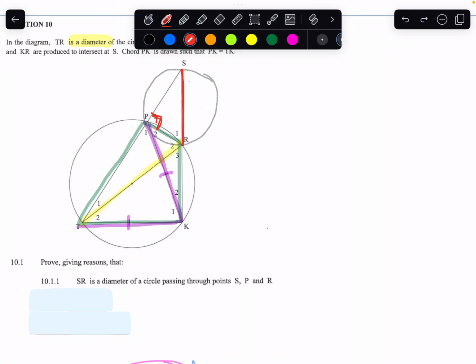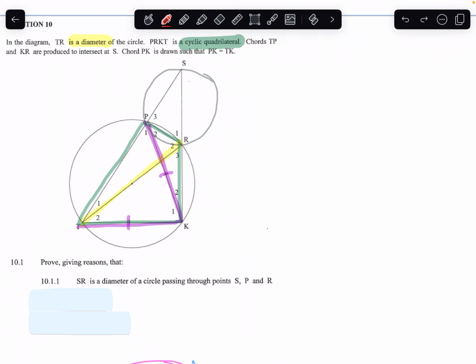Okay, so let's see if we can prove that it is indeed 90 degrees. Where to begin? Okay, easy enough. So we do have a diameter already. We have TR in the larger circle, and that is subtending this angle at the circumference.